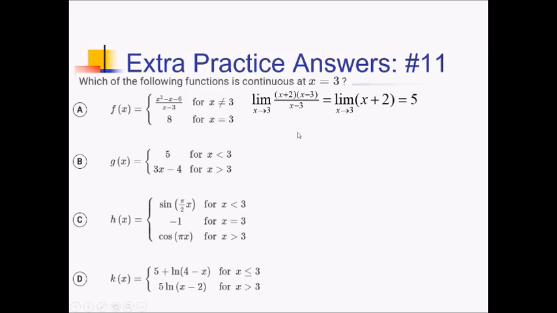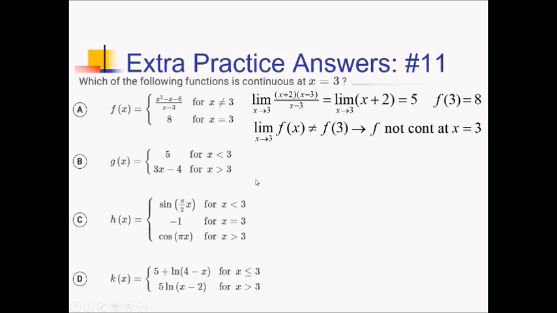Okay, now we need the function value as well. f of 3 is going to be 8. And that's an issue because the limit and the function value don't match up. That tells us that f is not continuous at x equals 3, and we got to keep going. Moving on to choice B here.